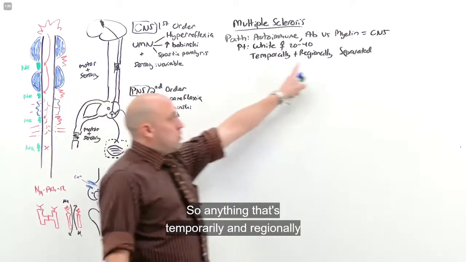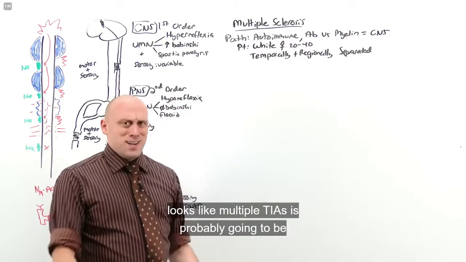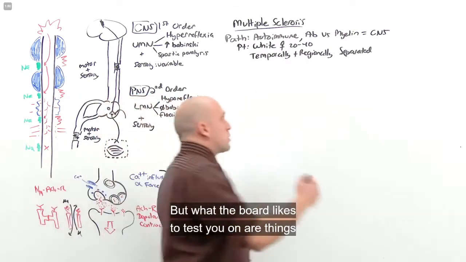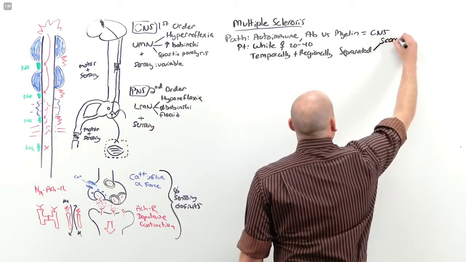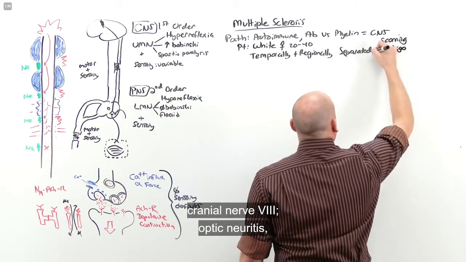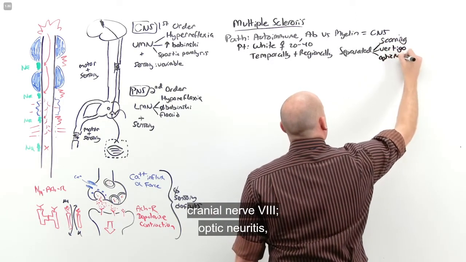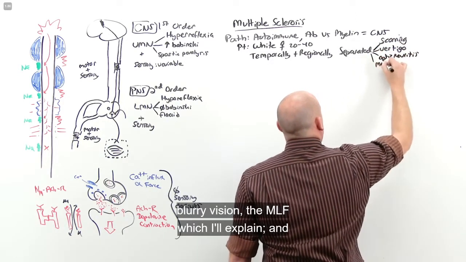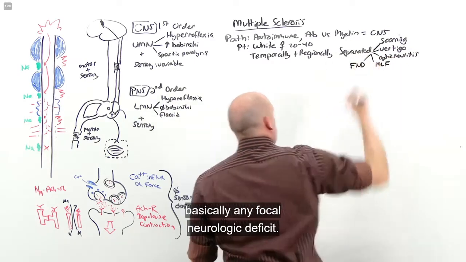So anything that's temporally and regionally separated, especially in a young woman that looks like multiple TIAs, is probably going to be multiple sclerosis. But what the boards like to test you on are things like scanning speech. They sound like they're drunk, but they aren't. Vertigo, because of demyelination of cranial nerve 8. Optic neuritis, blurry vision. The MLF, which I'll explain, and basically any focal neurologic deficit.